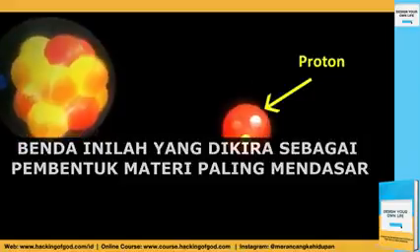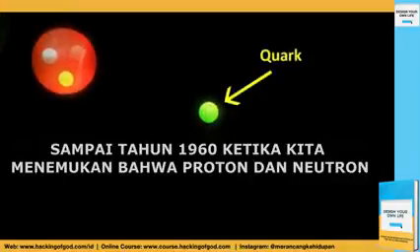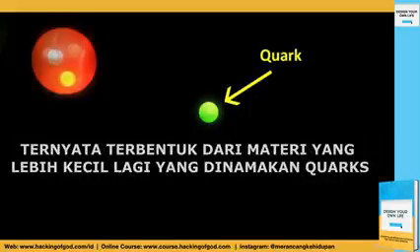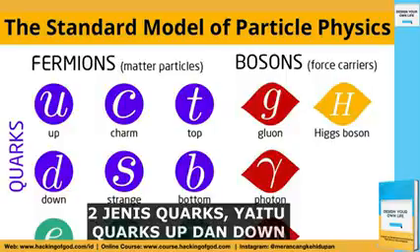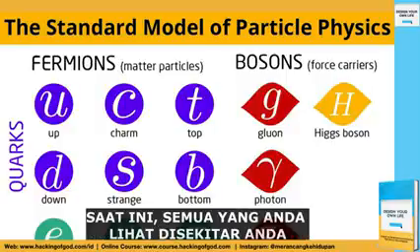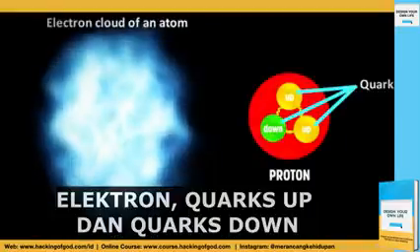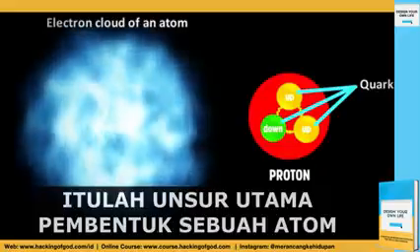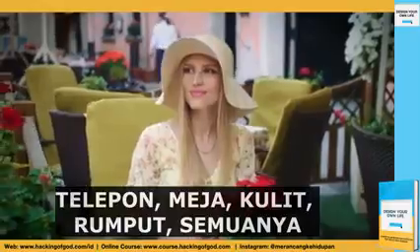Then we found that nuclei were composed of protons and neutrons. These were thought to be the fundamental components that all things are made of until the 1960s, when we found that neutrons and protons were composed of even smaller things called quarks. Two kinds, up quarks and down quarks. Today, everything that you can see around you is thought to be made up of just these three particles: electrons, up quarks, and down quarks. That's what all atoms are made of. Your phone, your desk, your skin, your grass, everything.